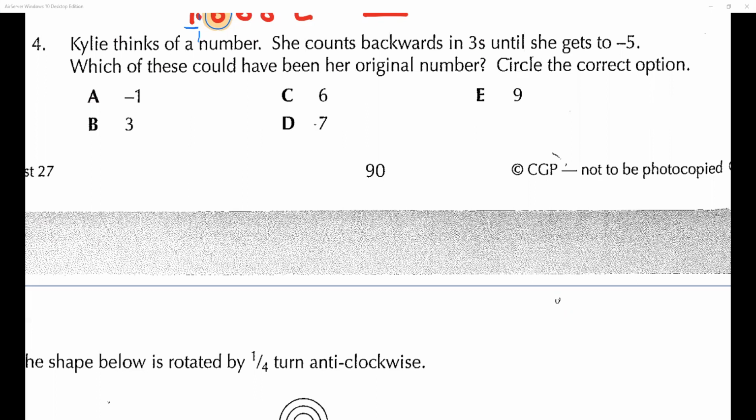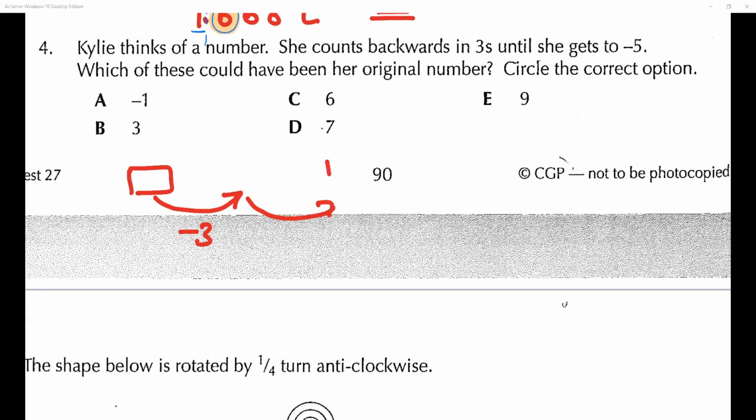Kylie thinks of a number. She counts backwards in 3s until she gets to minus 5. Which of these numbers could the original number be? Okay, select the correct option. So Kylie thinks of a number. The number we don't know. She counts backwards. If she counts backwards, is she adding or minusing? Minusing. Until she gets to minus 5. Okay. Which of these could have been her original number?